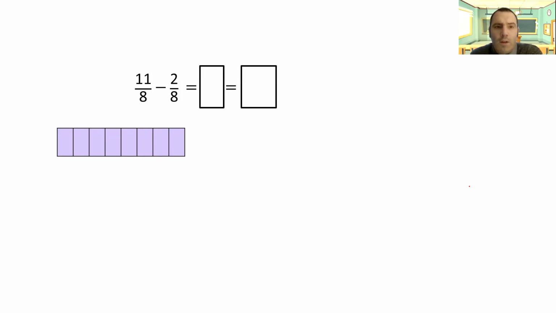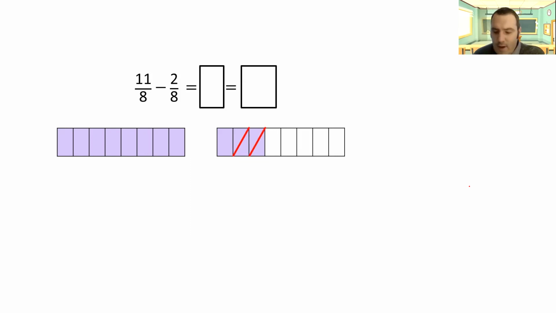So I've got 1 lot of 8/8 and my extra 3/8. 8 plus 3 makes 11. And I need to take 2 away. So I'm going to take those 2 away. And then I can count up how many I've got left. And I've got 1, 2, 3, 4, 5, 6, 7, 8, 9. So my improper fraction as my answer is 9/8. So I've got 1 whole and 1/8.